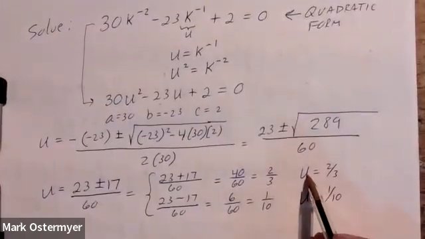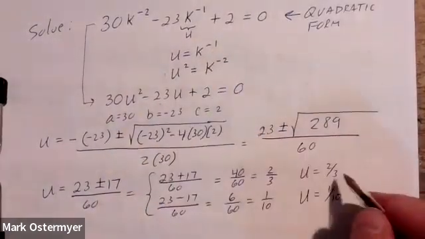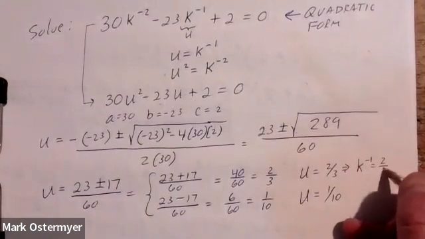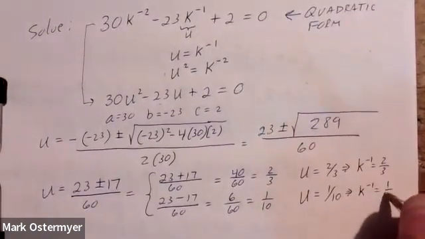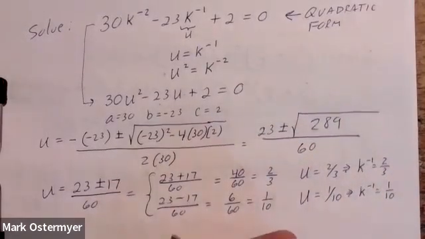Back in for u, I must bring back what I let u be equal to, which is k to the negative 1 power. So therefore, this would imply then that k to the negative 1 power is equal to 2/3. Likewise, k to the negative 1 power is equal to 1/10. And now we have to solve these two equations for k.